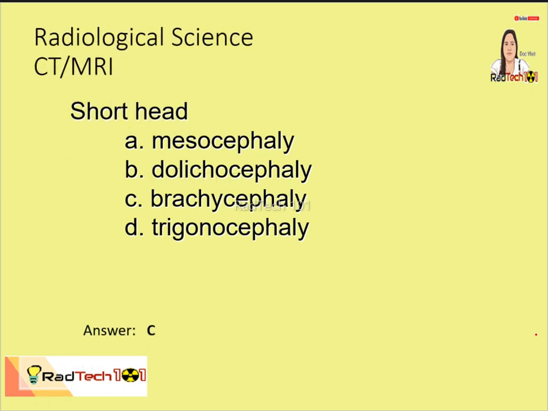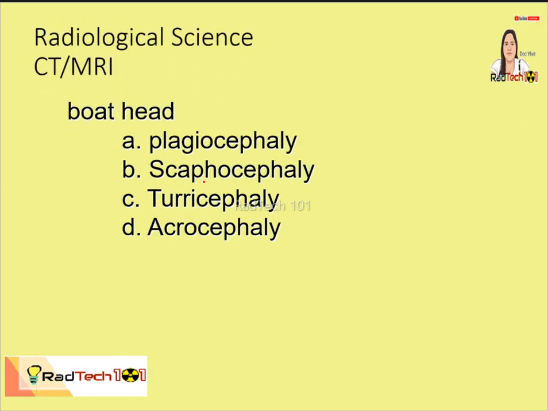Next is short head. So, ito yung ating brachycephaly. Next, for both heads. So, these are mga abnormal shapes ng head. So, both head is scaphocephaly. So, plagiocephaly. So, this develops when an infant's soft skull becomes flattened.